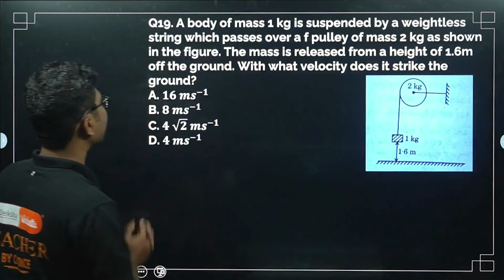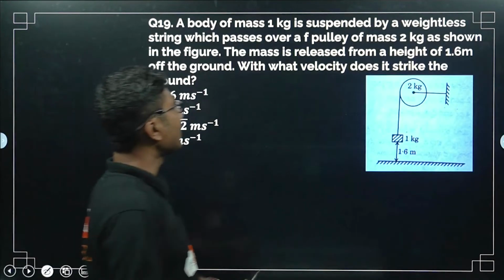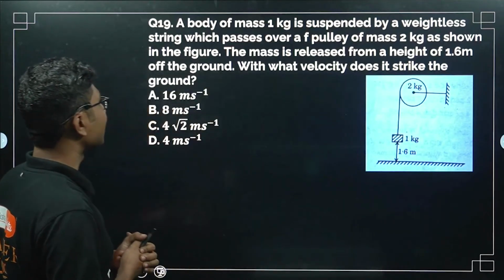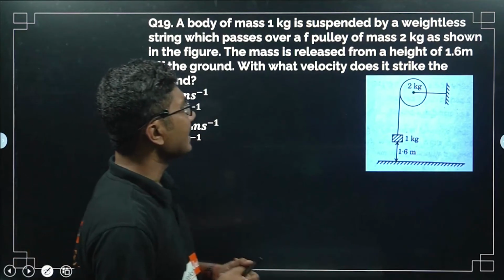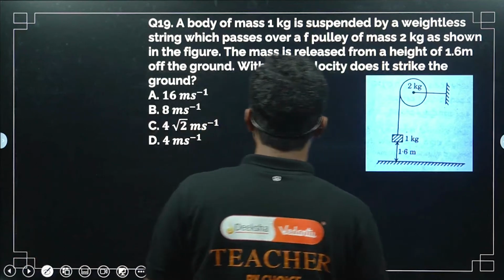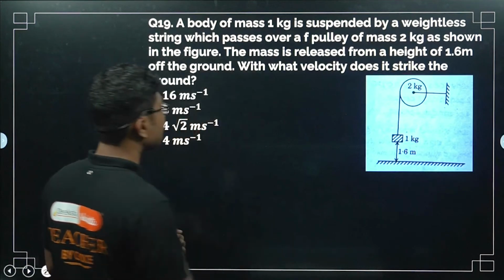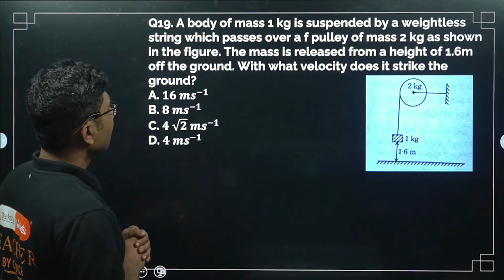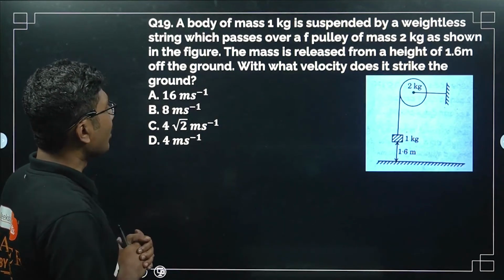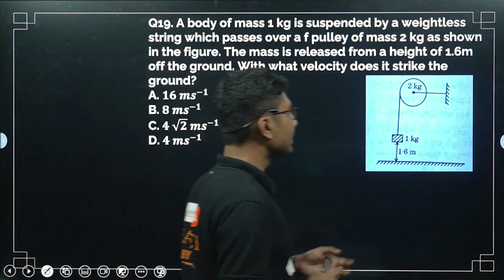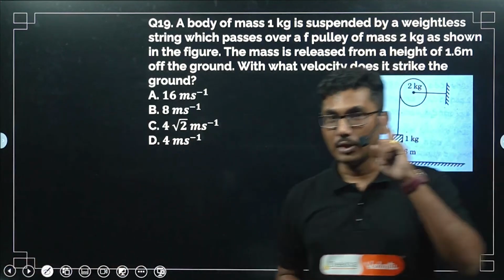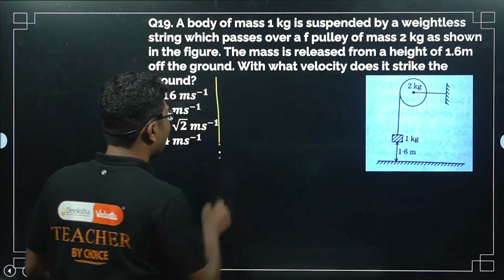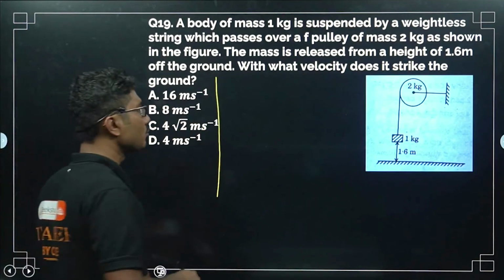Now next question. A body of mass 1 kg is suspended by a weightless string which passes over a pulley of mass 2 kg as shown in the figure. The mass is released from a height of 1.6 meter from the ground. With what velocity does it strike the ground? Now this question was controversial. We will see why it is controversial. First, let us understand and solve the actual intended way it was supposed to be solved.